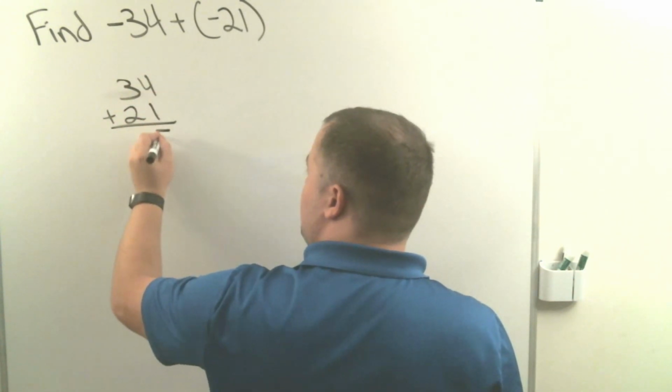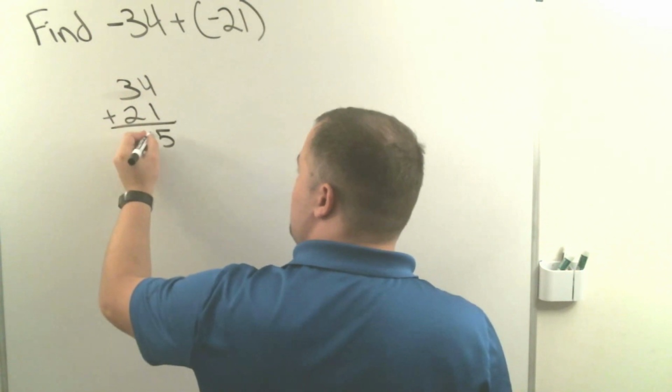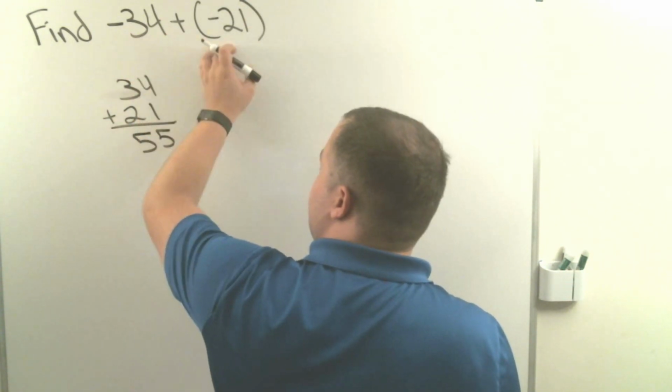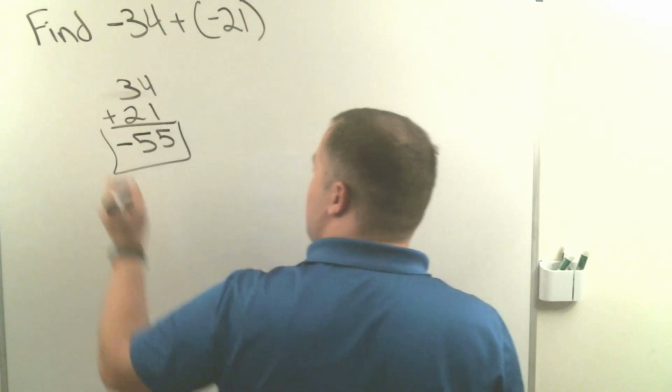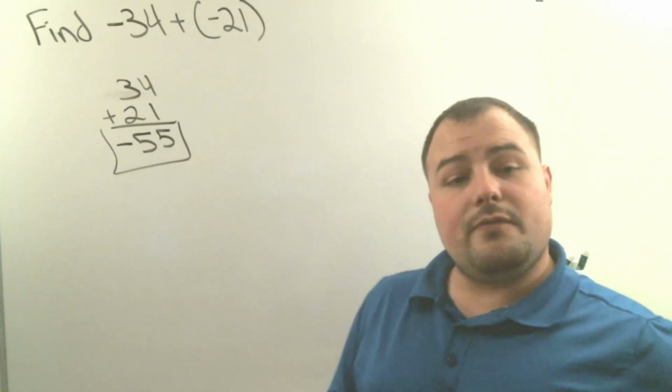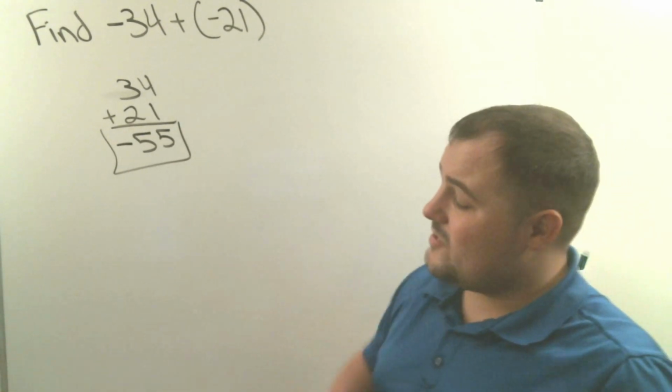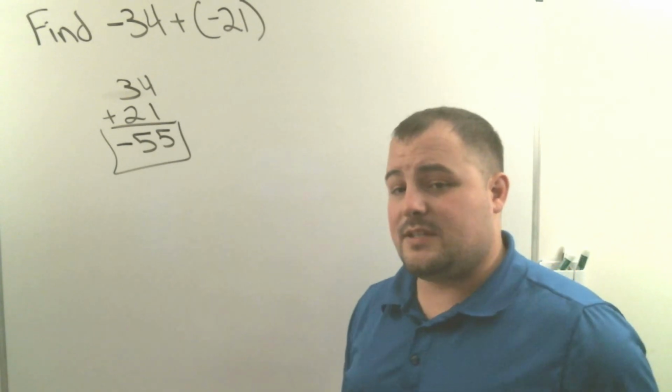4 plus 1 is 5. 3 plus 2 is 5. And a negative makes a bigger negative. So a negative 34 plus a negative 21 is a negative 55. And that's my answer to this problem. 2 negatives make a bigger negative.